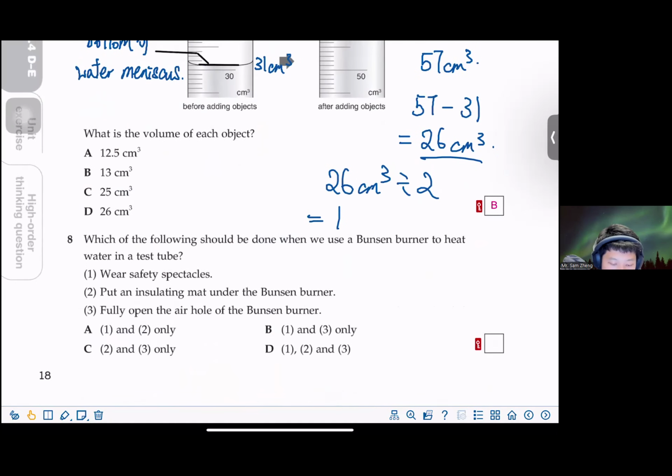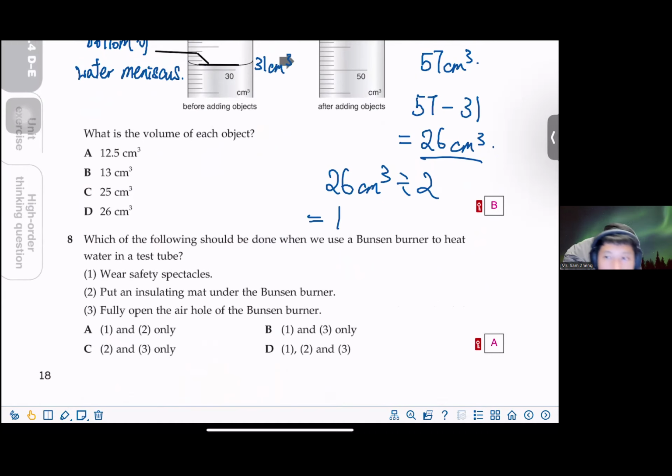Next, which of the following should be done when we're using the Bunsen burner? In this case, we can quickly have a look. It would be A, because we do need to wear the safety spectacles and put an insulating mat under the Bunsen burner, etc. These are things we need to do before we heat the test tube.